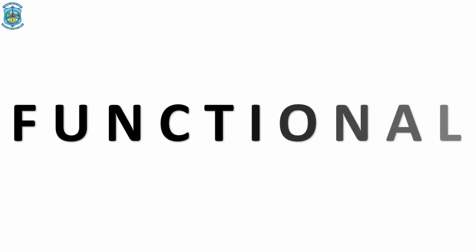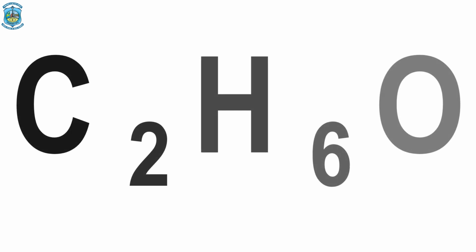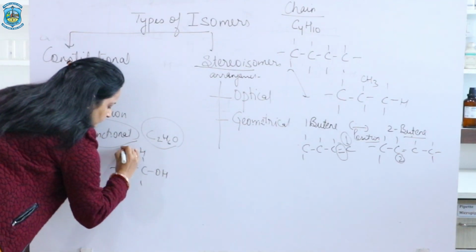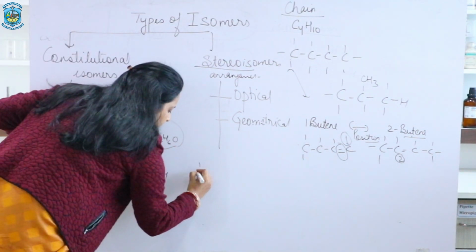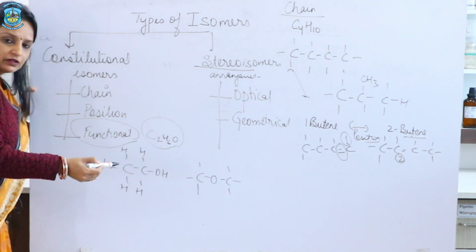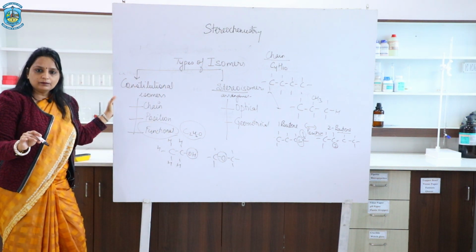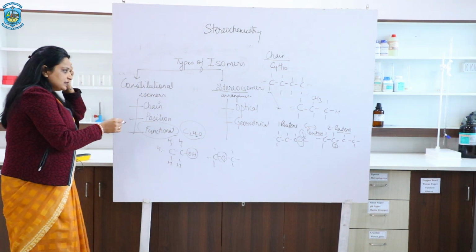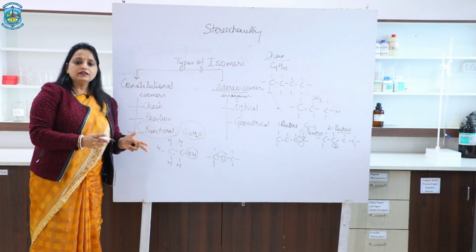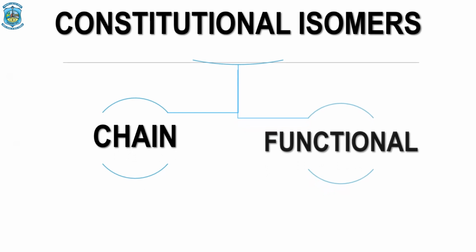Now, functional isomers. If I draw the structure of C2H6O, the molecular formula is C2H6O. It can be either an alcoholic functional group or it can be dimethyl ether. So they have C2H6O composition, but the functional groups are entirely different, and based on this they have different physical and chemical properties, and they both exist in nature. So we can say that constitutional isomers are basically differences in their structure, their functional group, or the placement of that functional group in the carbon chain. So these are constitutional isomers: chain, position and functional.